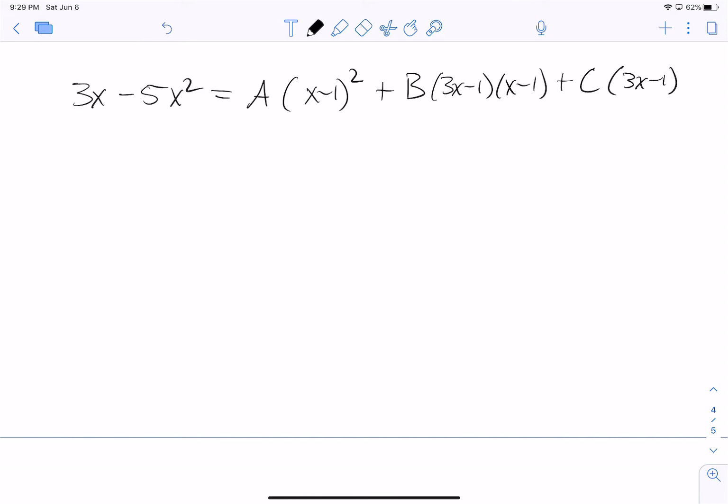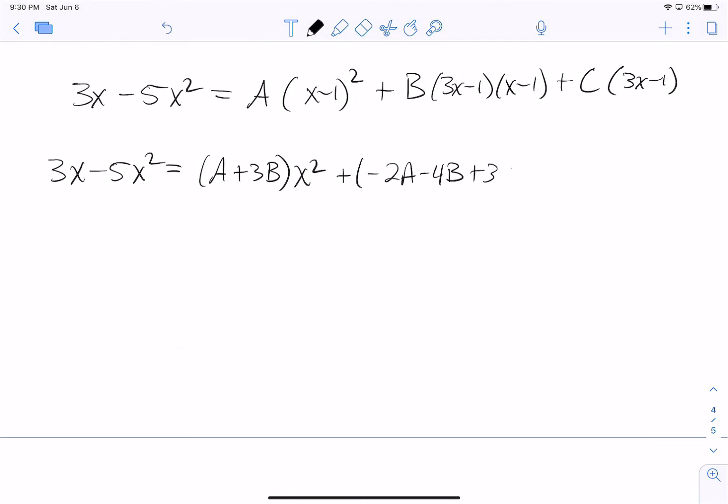Distributing on the right-hand side and collecting like terms will give us the equation 3x minus 5x squared is equal to the quantity of a plus 3b times x squared plus the quantity of negative 2a minus 4b plus 3c times x plus a plus b minus c.